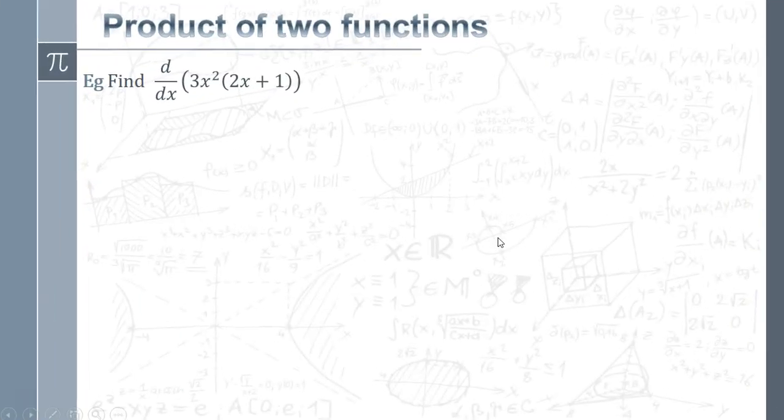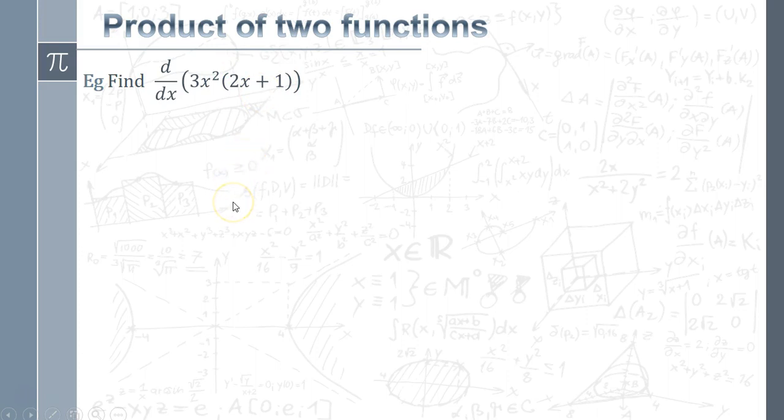Now, chain rule was always a function within a function. So, for example, we might have log of x squared plus 1, where you've got an x squared plus 1 sitting within a log function. What you've got here is two completely separate functions, and clearly they're being multiplied together. So I've got one function here, which is my 3x squared, and that's been multiplied by this function here, which is a linear function, that 2x plus 1.